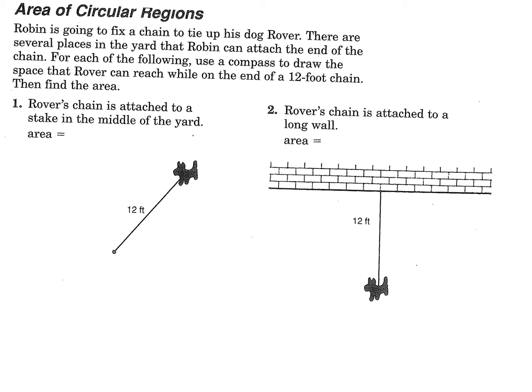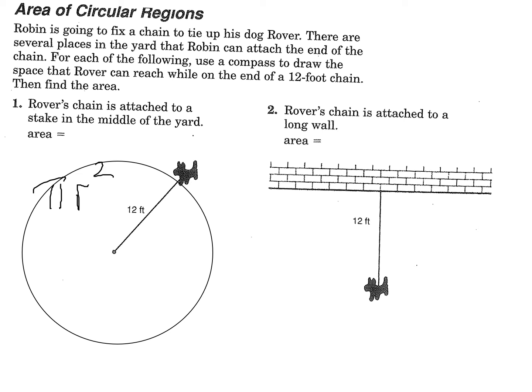Alright, so here's a little cutie I used to do. So if Rover is attached to the chain in the yard, poor dog, he gets to run around in a space like that. So how many square inches or square feet of space does he get? That would just be a full circle formula. Full circle formula, pi times radius squared. So he gets to run around. Let's just do it in exact form. Pi times radius squared. So that'll be pi times 12 squared, 144 pi. That's how much space he gets.